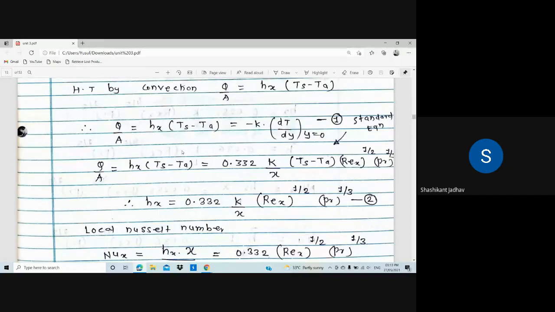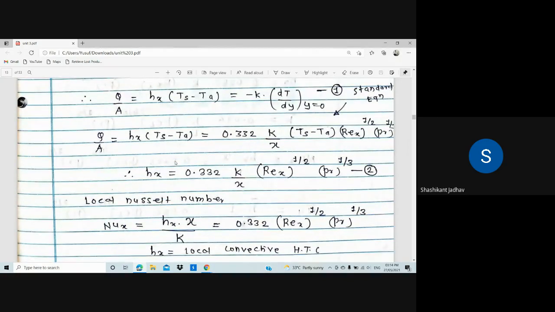Okay, so as we know that heat transfer by conduction is equal to convection, therefore we have to equate these two equations. So write down the equation. Q by A is equal to Hx into bracket Ts minus Ta is equal to minus k into bracket dt by dy at y is equal to 0, and give the equation number 1. Equate these two equations.